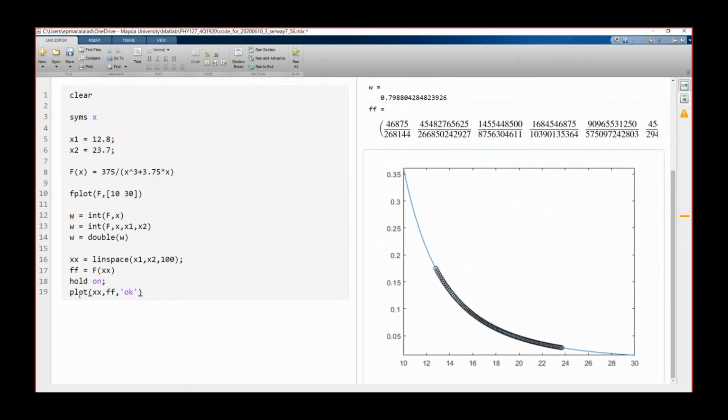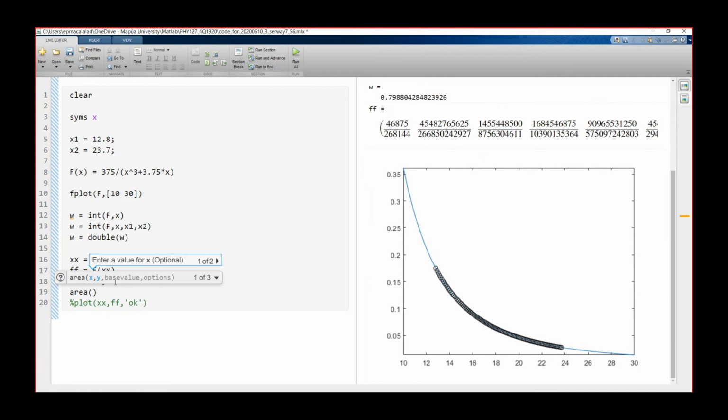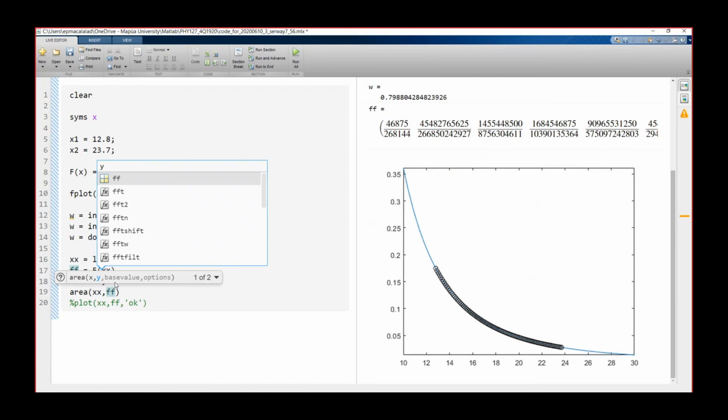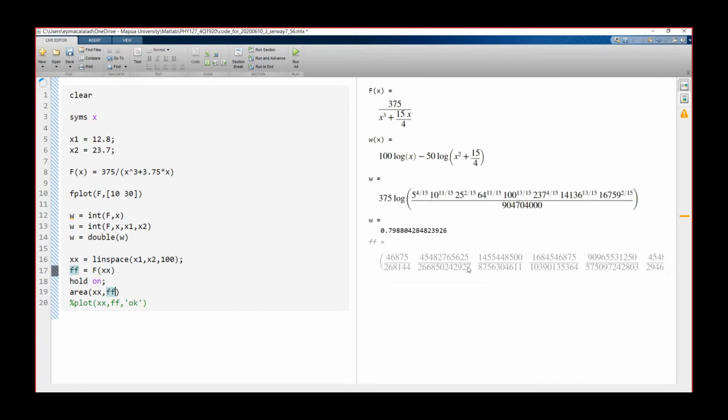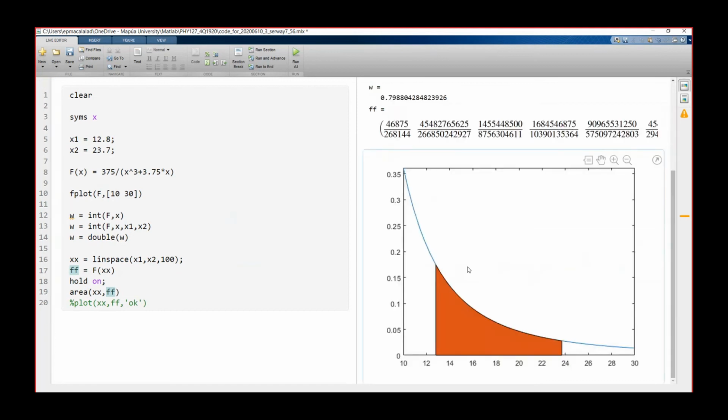This is for demonstration purposes only. What's more important here is the area function. The area function will shade the area under the curve. The syntax would be area of xx, ff, and that's it, simple as that. This is the area under the curve. Then we can clean this up. Of course, we don't want this border, so we can make the line style none.